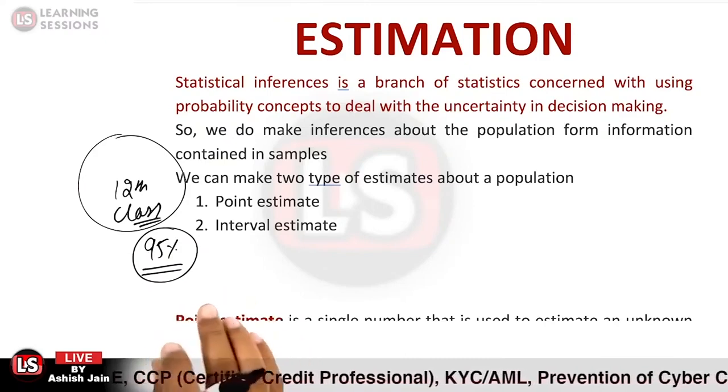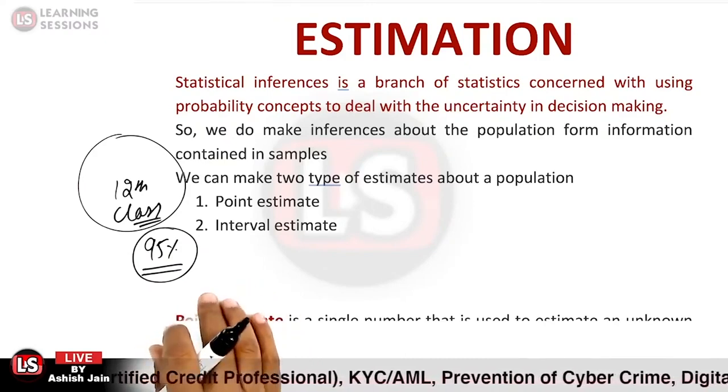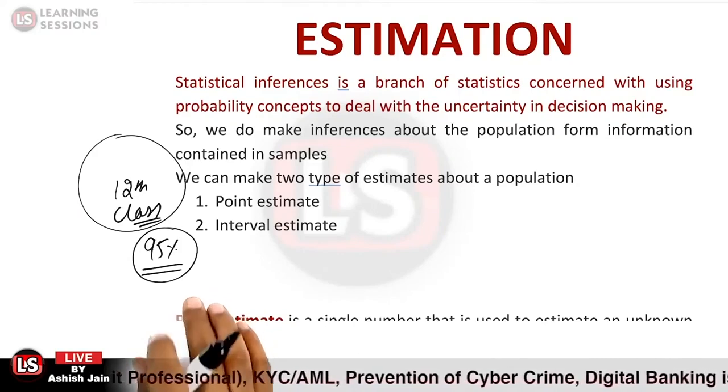It either may be right or it may be wrong. So this is said to be what? This is said to be the point estimate.